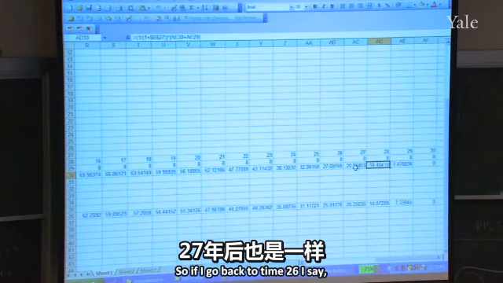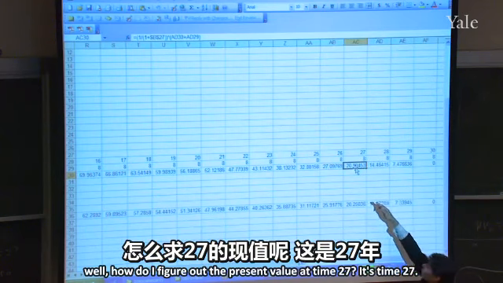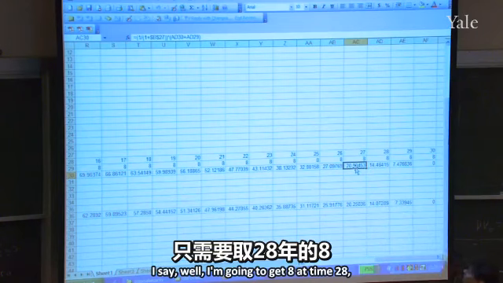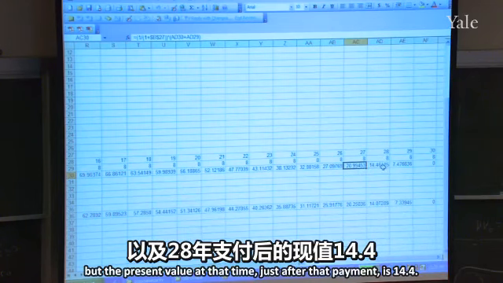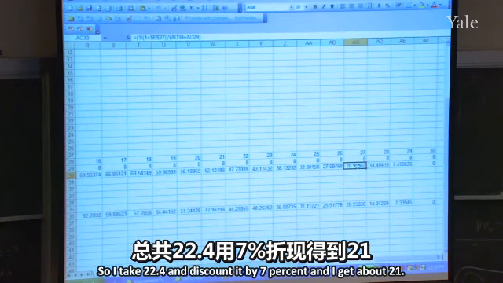So if I go back to time 26, I say, well, how do I figure out the present value at time 27? I say, well, I'm going to get 8 at time 28, but the present value at that time, just after that payment, is 14.4. So I take 22.4 and discount it by 7%, and I get about 21.